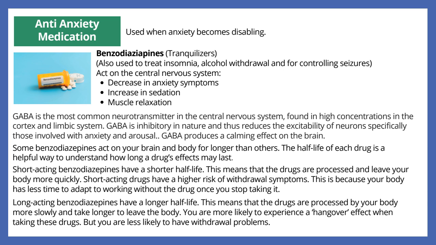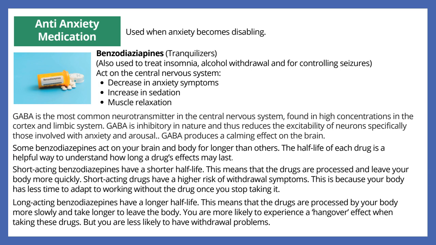And the role of the tranquilizer is to decrease the symptoms of anxiety, make somebody more relaxed, make somebody sleep better, but that's what it does. It reduces the anxiety. So how does it do that? It works through GABA, which is the most common neurotransmitter we have in our central nervous system. Basically GABA is inhibitory in nature, and it reduces the excitability of neurons, specifically those involved with anxiety and arousal, GABA producing calming effects on the brain. So you want to reinforce what GABA is doing to keep you calm.